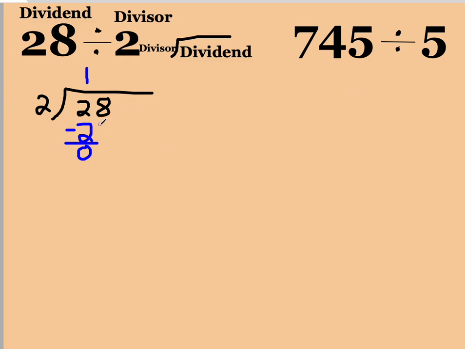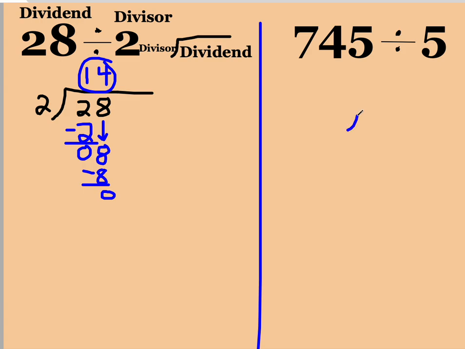Now I'm going to drop down the 8. Now I have 2 going into 8. So I think of my multiples of 2. 4. 4 times 2 is 8. Multiply, and then subtract. I have no remainder. My final answer is 14.